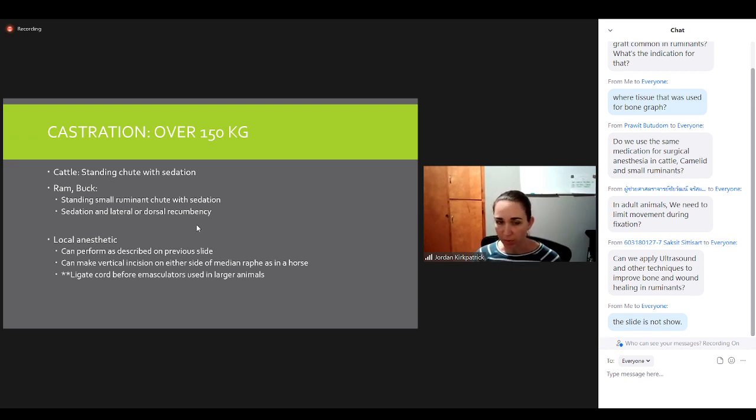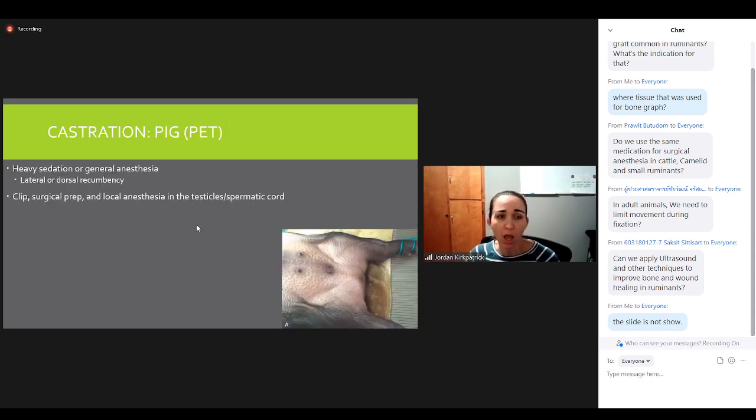The procedure is basically the same, or the other option is to make a vertical incision on either side of the median raphe like you would in a horse. Because these animals are bigger, you want to ligate the testicles before you emasculate or transect them just to help prevent bleeding. I'm also going to talk about castration in pet pigs.